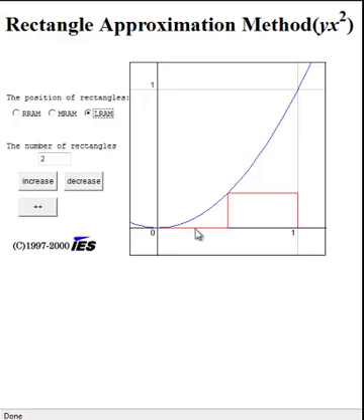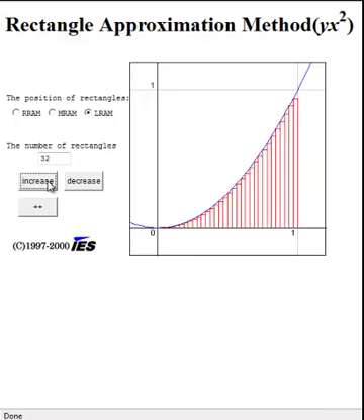0 squared is 0. So we've got a rectangle right there with no area, and then the second rectangle uses the endpoint 1/2 to get height. If you increase the number of rectangles, what you see here is that our rectangles are not very close to approximating area under the curve. But as you allow the number of rectangles to increase, we'll see that these rectangle areas are getting a lot closer to being the actual area under the curve.